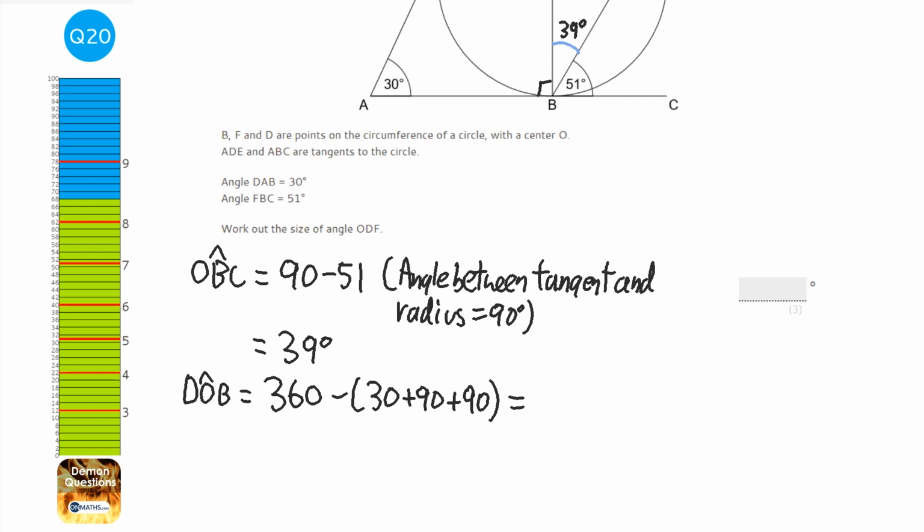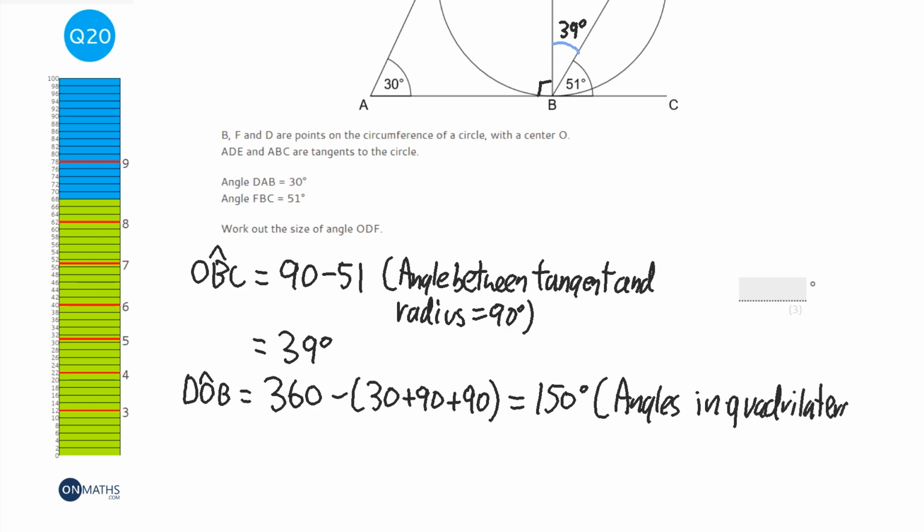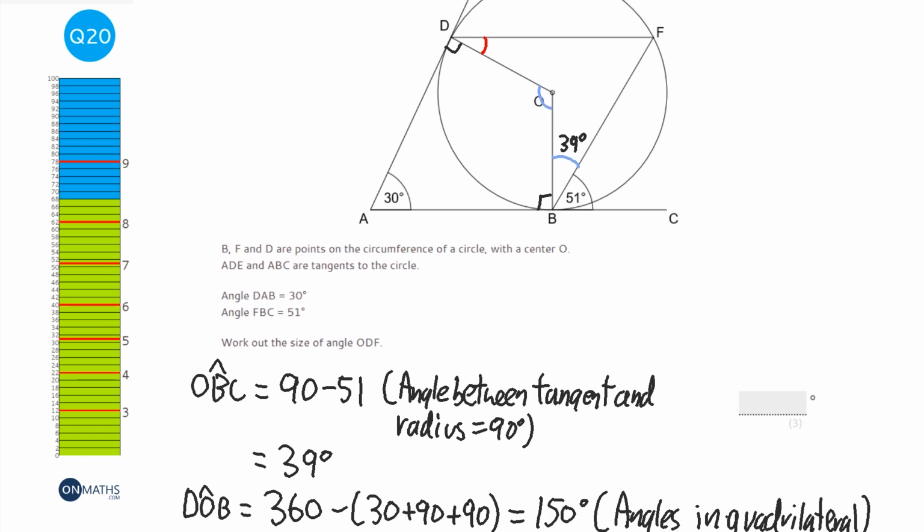Okay, so I need to give a reason. Well, let's work it out first, and we can give a reason afterwards. So we're going to take away 180 plus 30, so that's 210 from 360. That's going to be 150 degrees. And the reason is angles in quadrilateral. And we should really say that the angles ABO and ADO are angles between a tangent and radius as well. But I'm not going to. We've already used that reason, and it's clear in our diagram that we've just repeated the same reason.